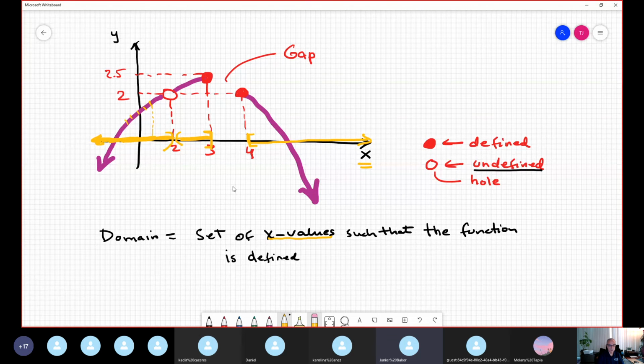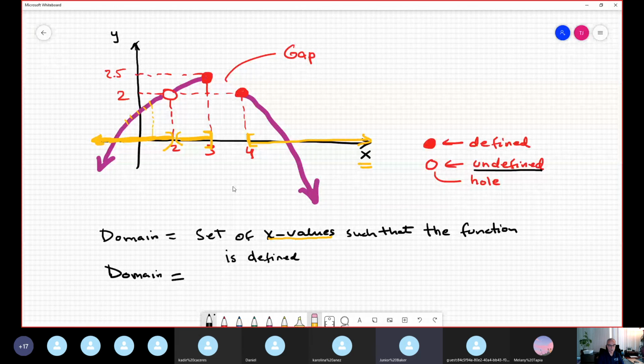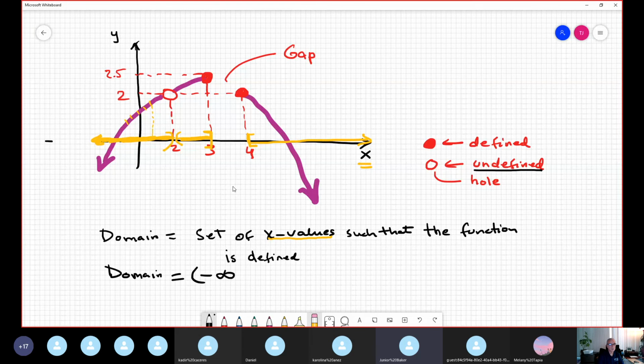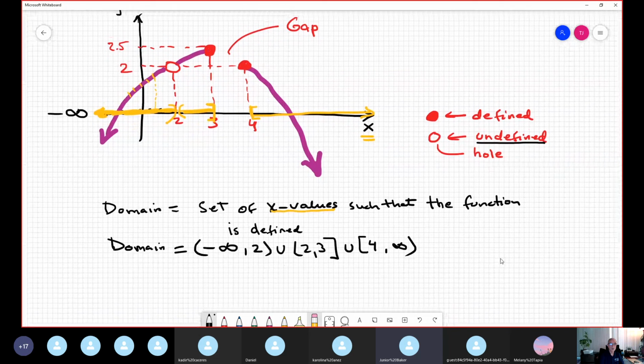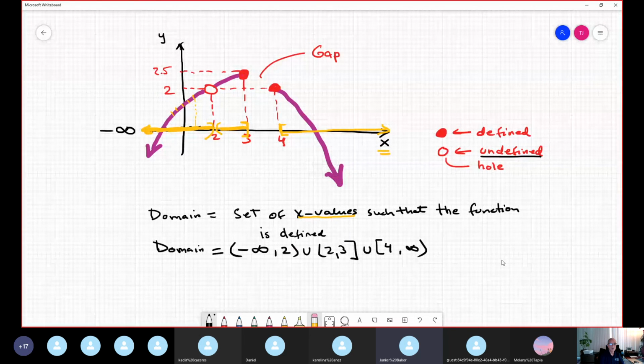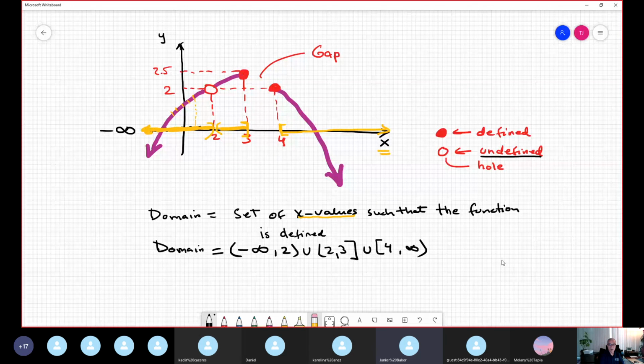Conclusion, our domain in interval notation is from negative infinity, comma, to a parenthesis, I try to represent this part, union 2, 3, bracket, and union 4, infinity. This is the domain. Do you understand this or no? Confusing, very confusing. A little bit.